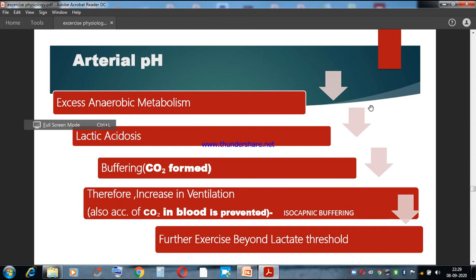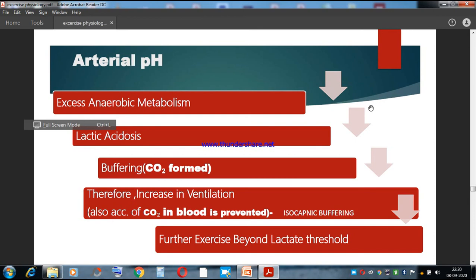So you can see the arterial pH, how it changes. During exercise there will be excess anaerobic metabolism by glycolysis. There will be increased lactic acidosis, and CO2 will be formed more and more, and this CO2 will stimulate the respiratory center in the brain to increase the ventilation, and this will cause further increase in ventilation beyond the lactic acid threshold.